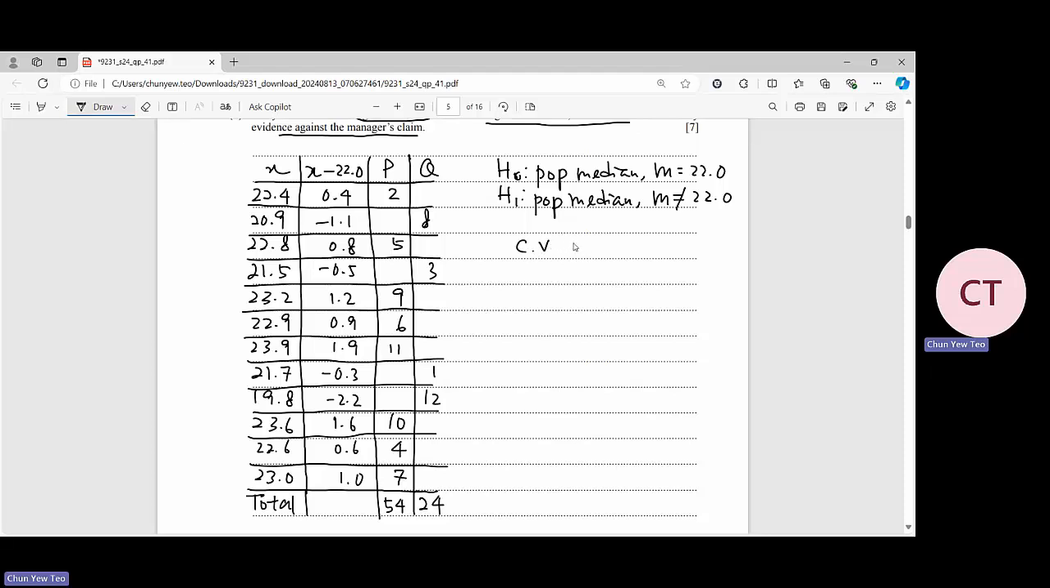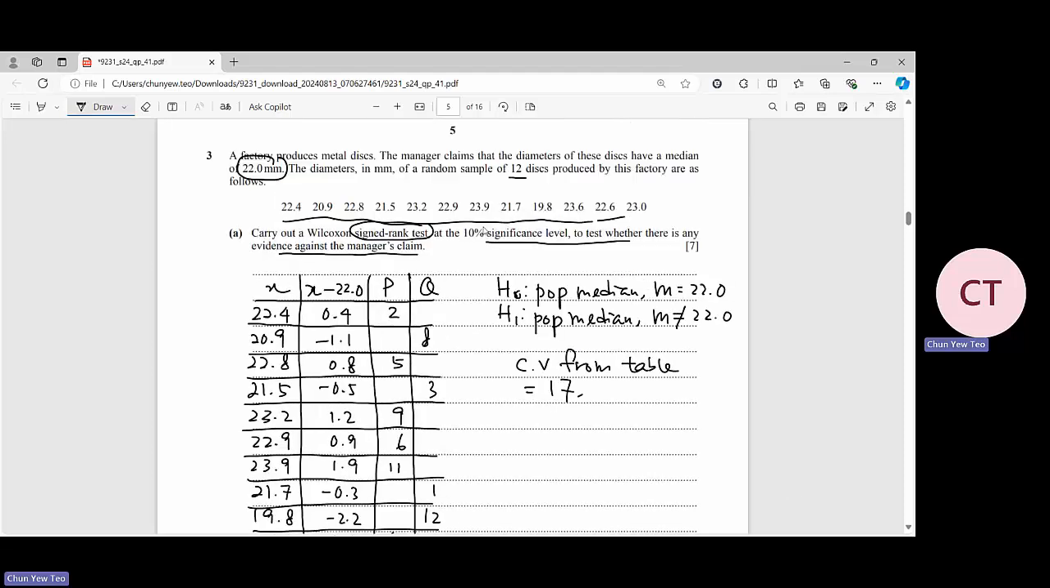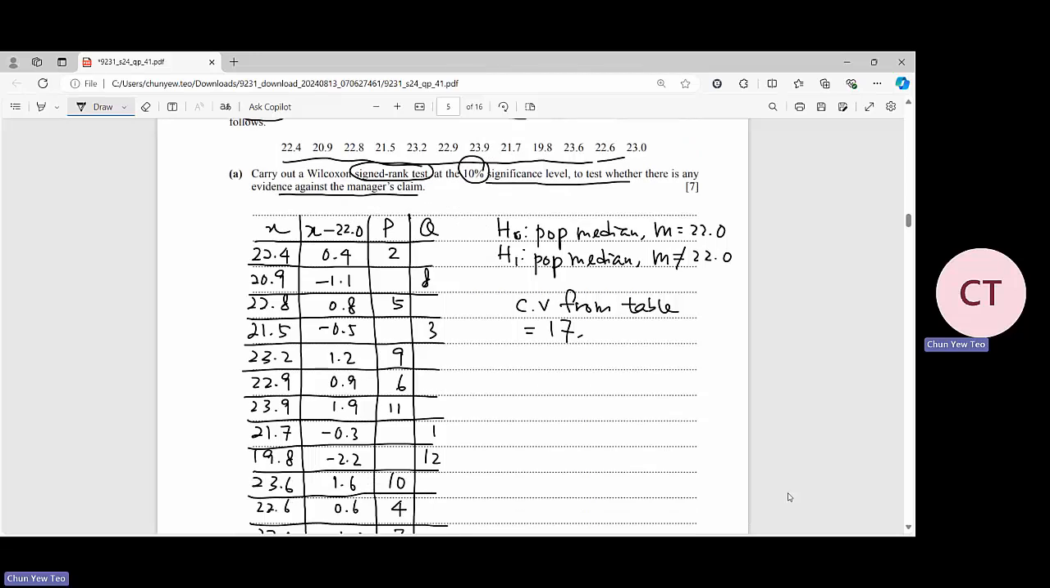Okay, the critical value from the table, from the formula booklet MF19. Just check from the table. You get this one as 17 with the significance level 10%. This is a two-tailed test, 10% significance level. Just check from the table.